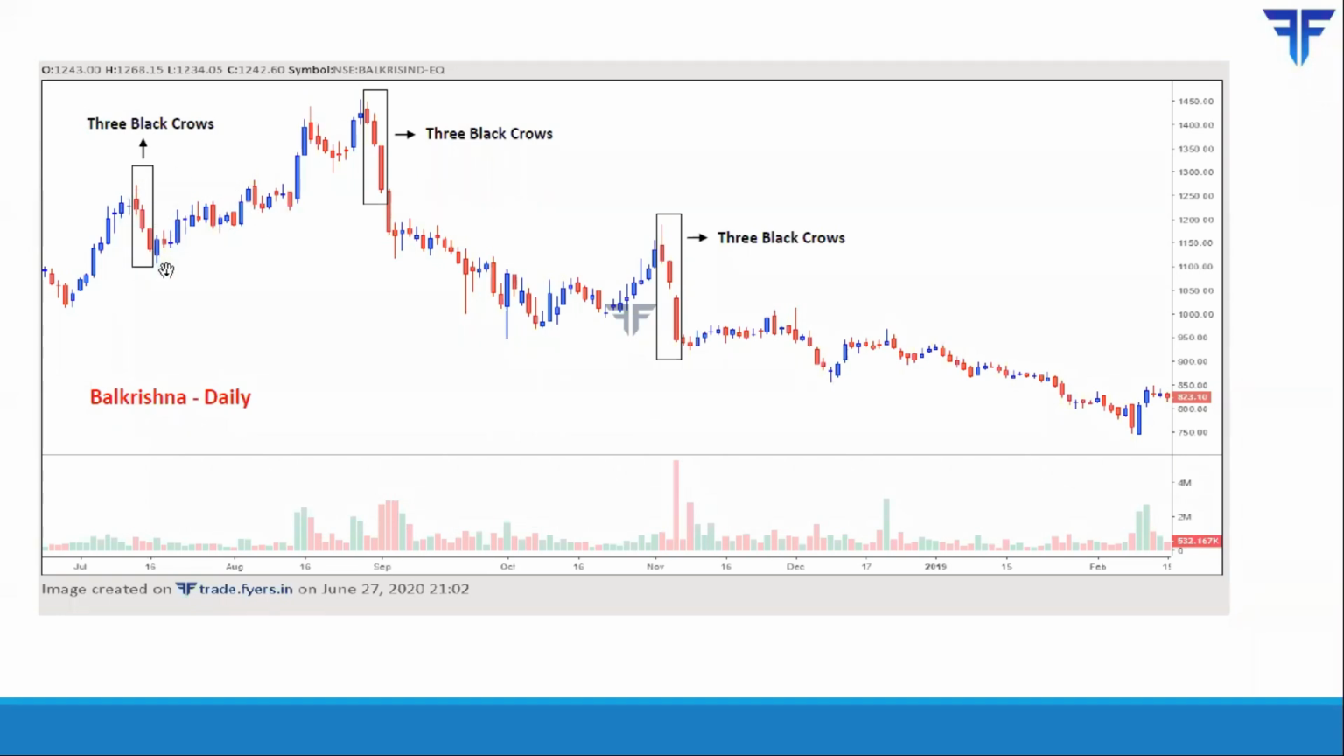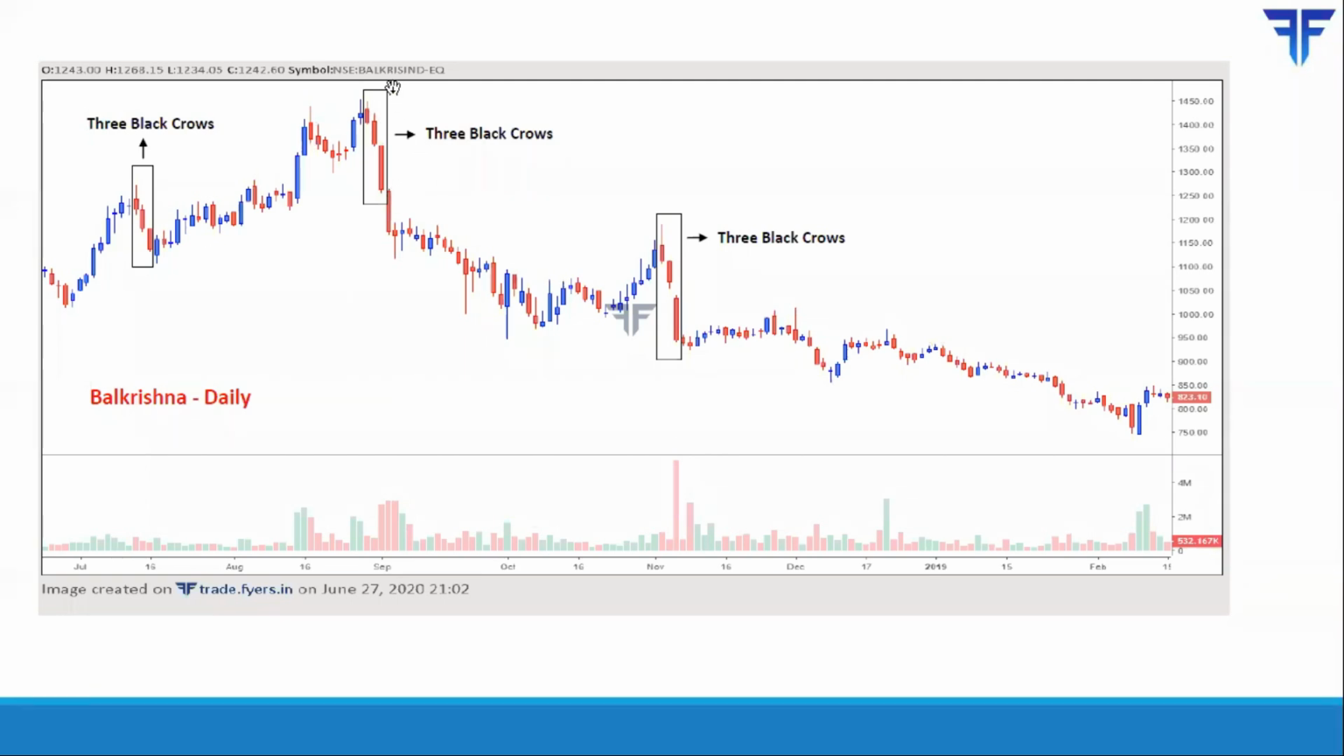The essence of showing this is that candlestick patterns do and will fail. So the most important thing to keep in mind is risk management. So if a particular candlestick pattern does not work out as expected, which you'll frequently encounter, then in that case, you should have a stop loss in place and you should know where to exit from that trade.